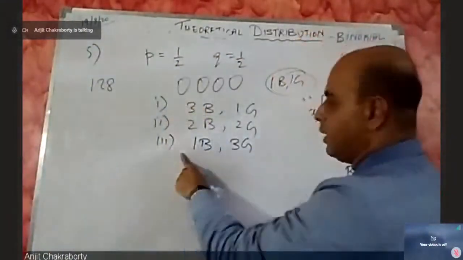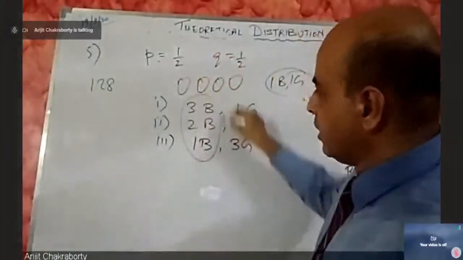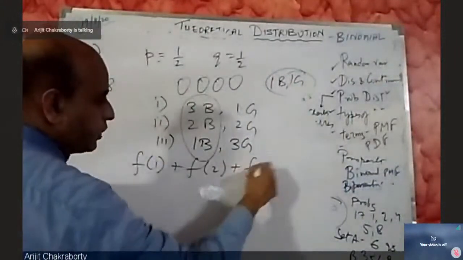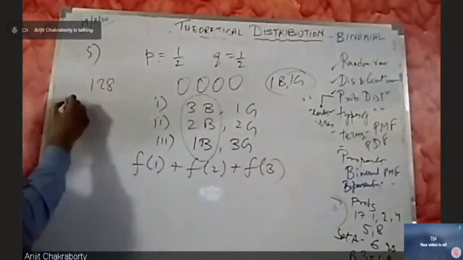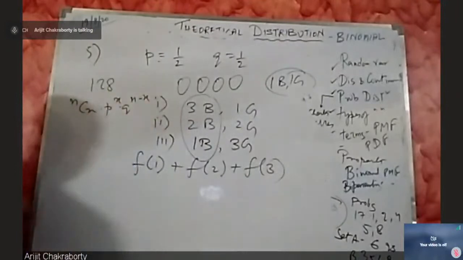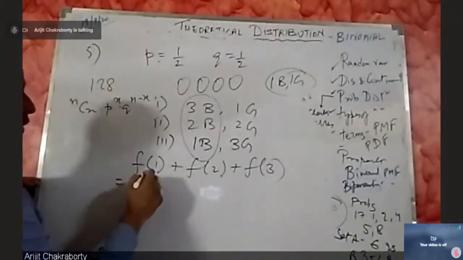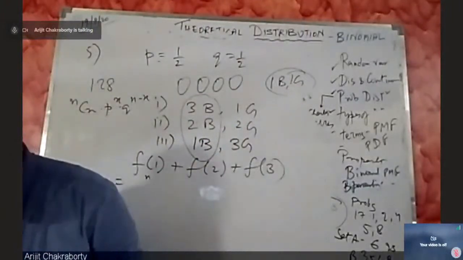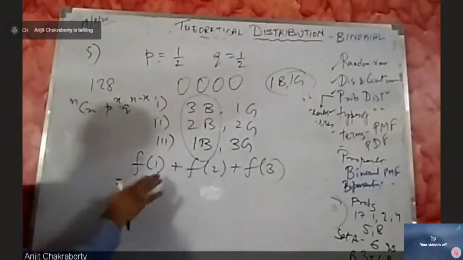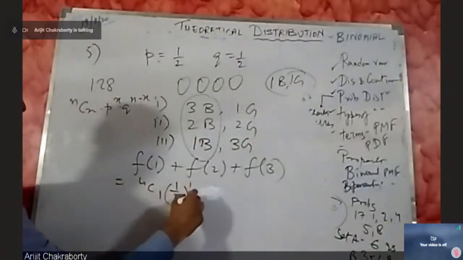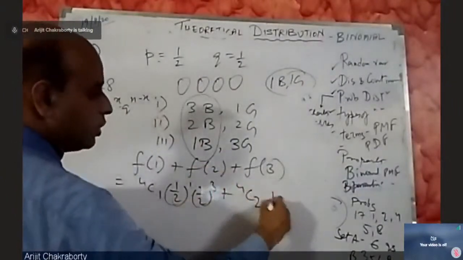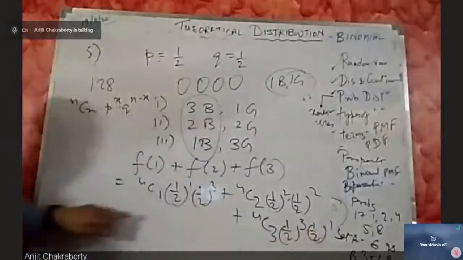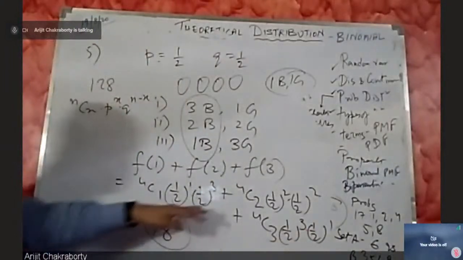So from the boy's perspective, if you take P as the probability of a boy, you are getting 1, 2 and 3. In other words, we have to find F1 plus F2 plus F3. And you know F is the probability mass function, that is nCx, P to the power x, Q to the power n minus x. N is given, out of 4 children, so n is 4. So for one boy, it will be 4C1, half to the power 1, half to the power 3, plus for F2, 4C2, half to the power 2 into half to the power 2, plus 4C3, half to the power 3 into half to the power 1. If you solve it, you will get 7 by 8. This entire probability will come to 7 by 8.